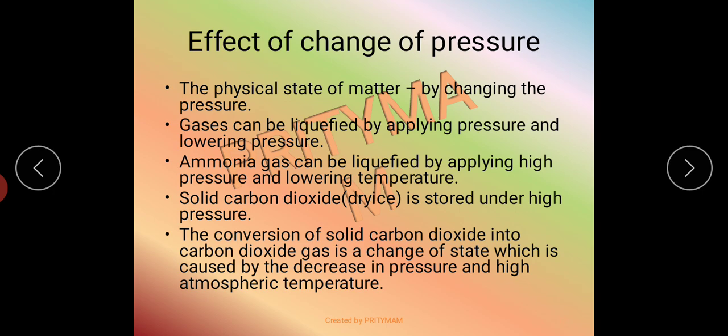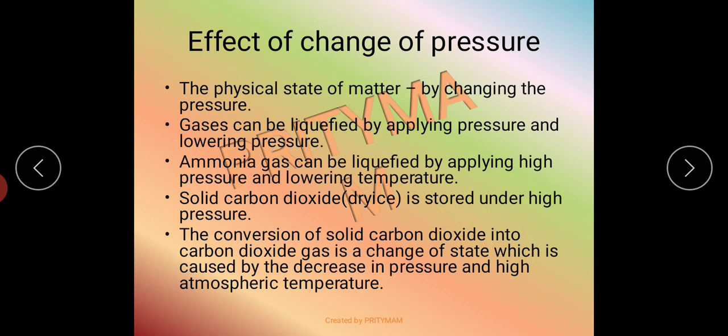Students, we have just now studied that increasing the pressure and lowering the temperature can change the state of matter from a gas to a liquid. Even decreasing the pressure and raising the temperature can change the state of matter. This will become clear if I give you one example. Solid carbon dioxide or dry ice is stored under high pressure. This is because on decreasing the pressure on solid carbon dioxide, it gets converted directly into carbon dioxide gas.